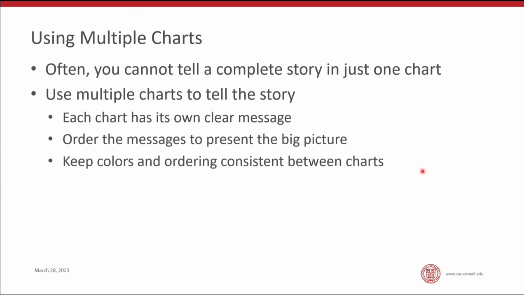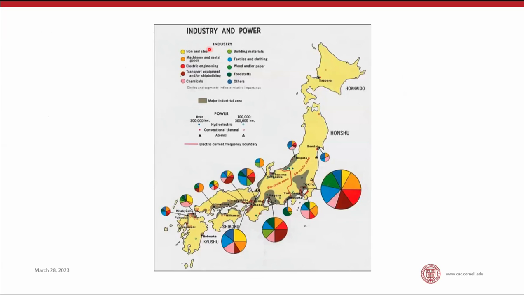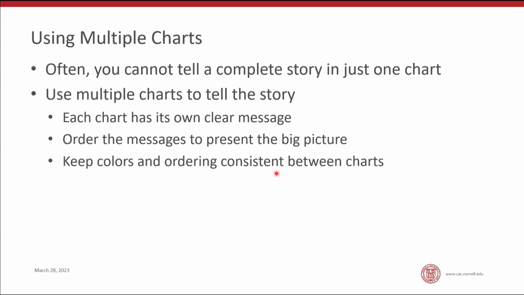So let's talk just a little bit about that. If you've got too much to say for it to fit into one chart, don't hesitate to use multiple charts. Think of the message you want each chart to send, and then order the messages in a way that tells the story, that presents the bigger picture that you want. You just have to be sure as you move from one chart to the next that you keep the coloring consistent. So in this previous example, there was color used for these different industries. In some of our other examples, the countries had colors. You have to keep that consistent. If you've got things listed alphabetically in one chart, list them alphabetically in the next.